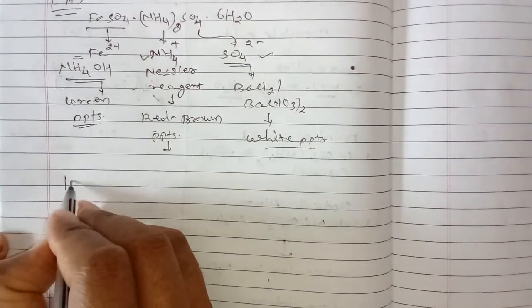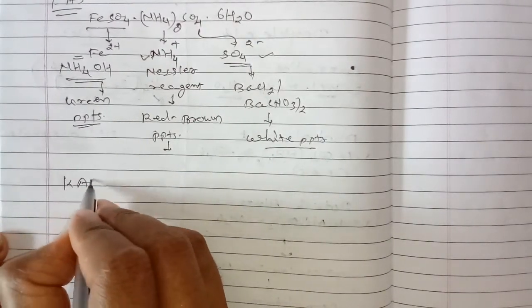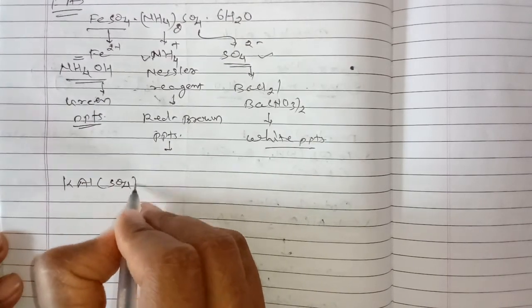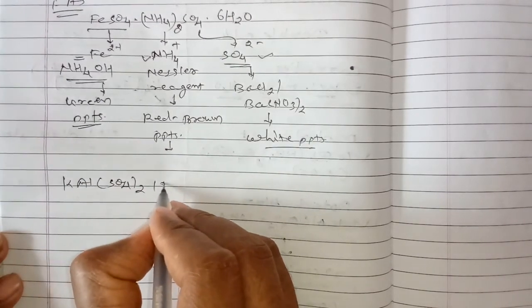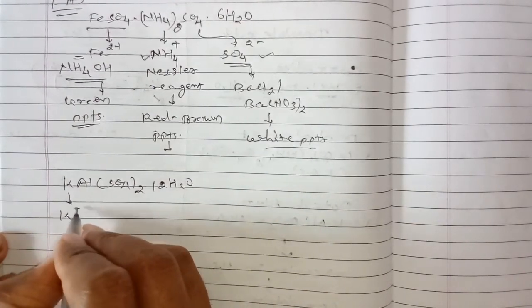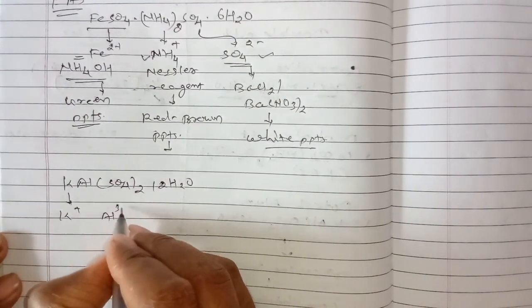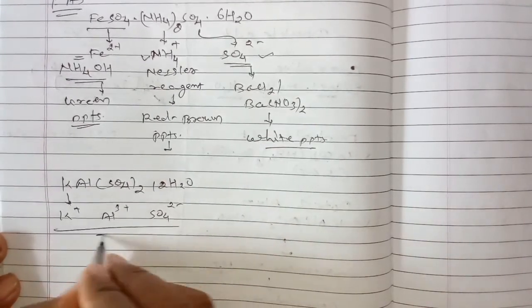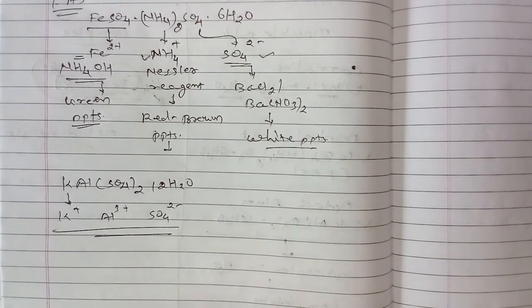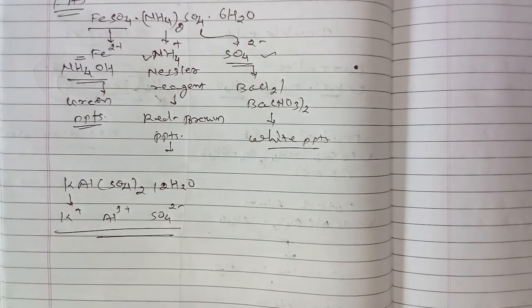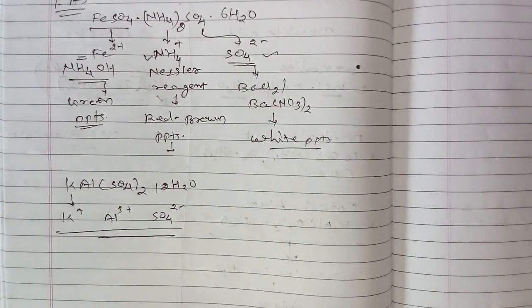While potash alum KAl(SO4)2 12H2O dissociates into K plus, Al3 plus and SO4 2 minus ions. Okay, so this is the concept about the basic difference between complex and double salt.